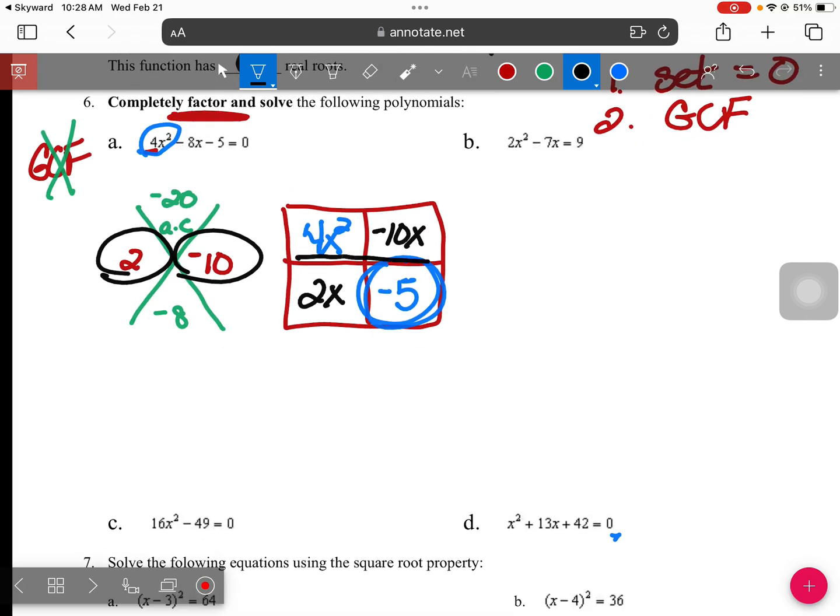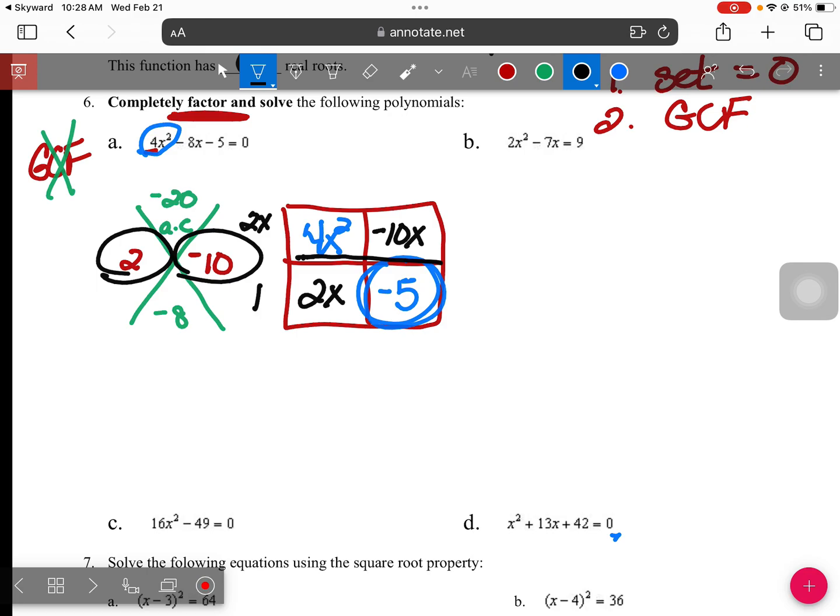So looking for the greatest common factor of the row, I've got 4x squared and negative 10x. Look at your smaller numbers first. 2 goes into 4, 2 goes into 10. They both have an x, so I'm going to say 2x. Now looking at the bottom row, 2x and negative 5 is going to be 1, because 2 and negative 5 don't have anything in common except for 1.